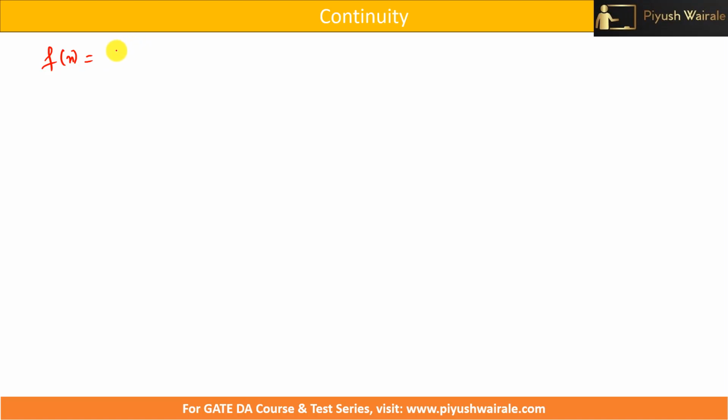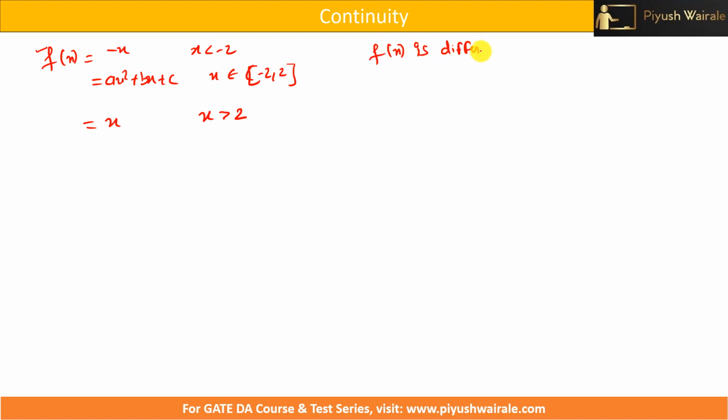f of x equals minus x when x is less than minus 2. It is ax square plus bx plus c for x belonging to minus 2 to 2, and equals x when x is greater than 2, right? This thing. Now how to apply the differentiability concept, right? Now this function is differentiable. I can differentiate this function in its domain, right? So f of x is differentiable. It is given to us, right? Differentiable means in its domain.